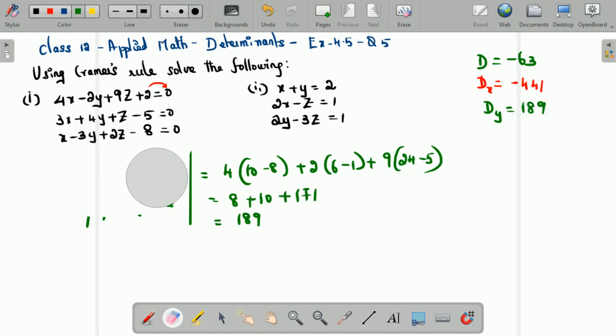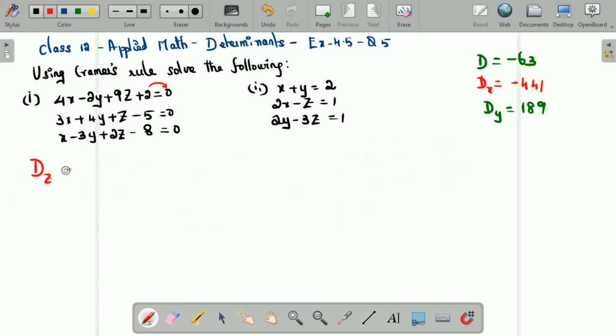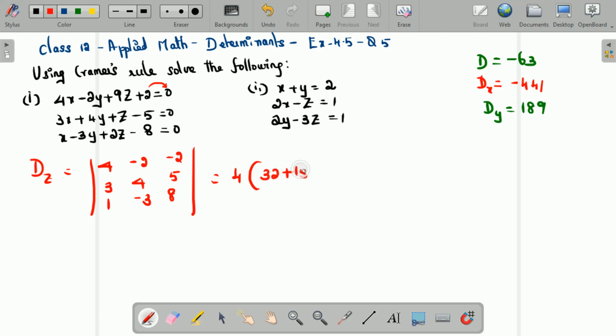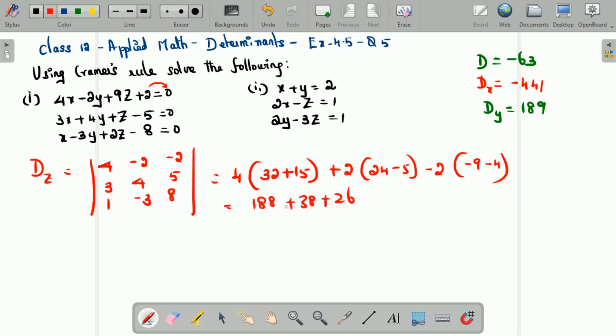Now let's compute the dz determinant. Dz, we are going to change only the coefficient of z. So the rest we are writing 4, 3, 1. This is minus 2, 4 and minus 3. As for z coefficient, it is minus 2, 5 and 8. So let's evaluate. This is 4 into 32 minus of minus is plus 15 plus 2 into 24 minus 5. Then minus 2 into minus 9 minus 4. So this is going to be 188 plus 38 plus 26, which is equal to 252. So dz is going to be equal to 252.